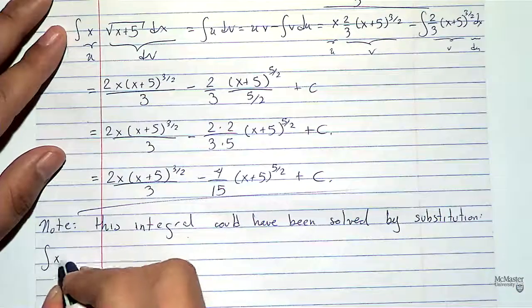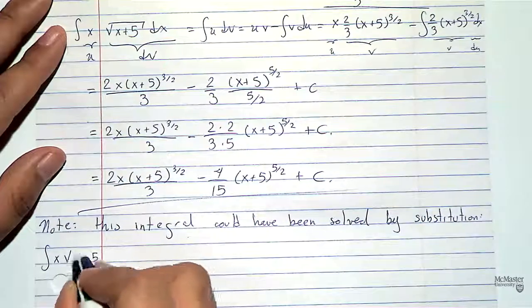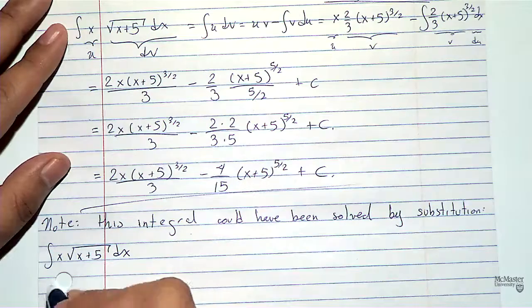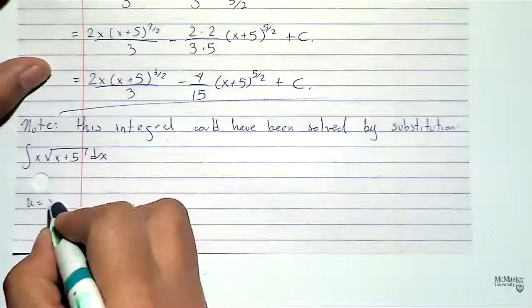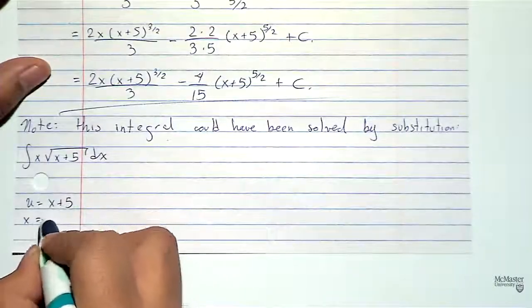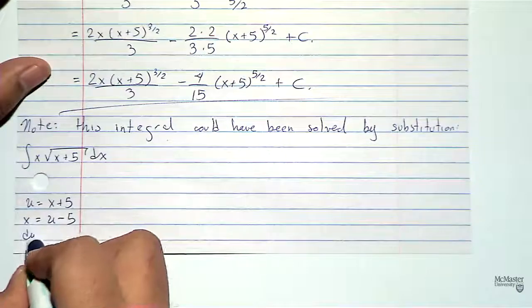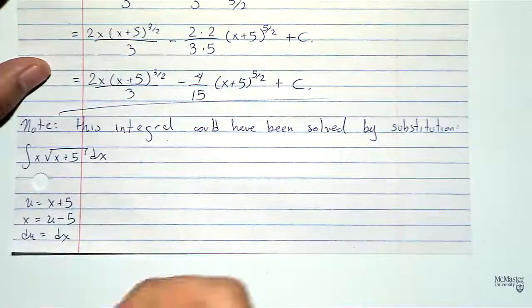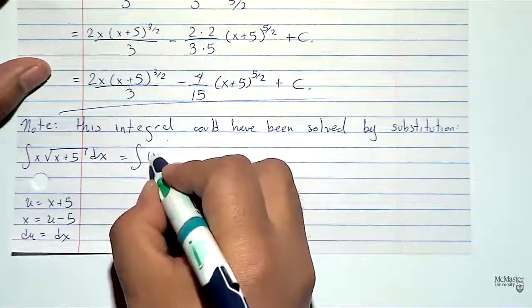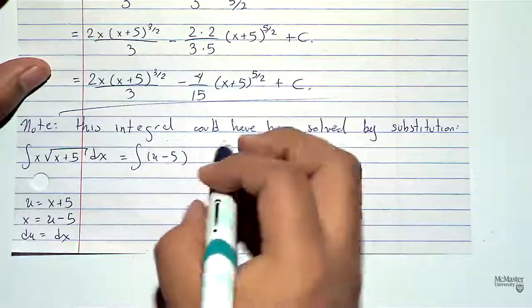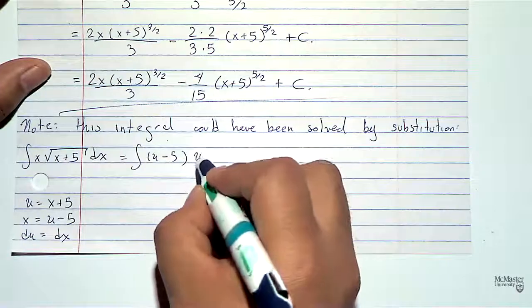So you have the integral of x times the square root of x plus 5, dx, where you define a u variable, which is equal to x plus 5. So x is equal to u minus 5, and du is equal to dx. So there's a linear relation, then this is easy. So if you were to substitute x is equal to u minus 5, then you have u minus 5 times u to the 1 half, where u is x plus 5.